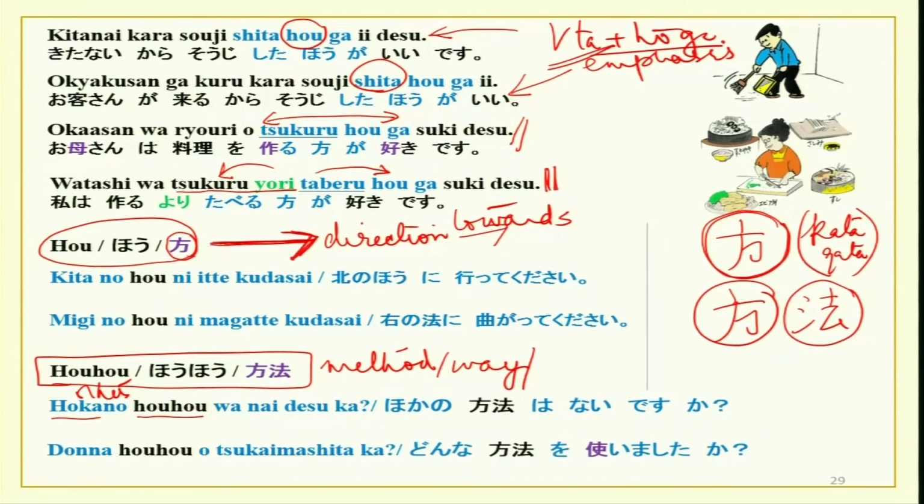どんな方法を使いましたか? What is the method you used? Maybe you made something. So what is the method you used? What is the way in which you made this thing? どんな方法を使って作りましたか? What is the method you used to make it?